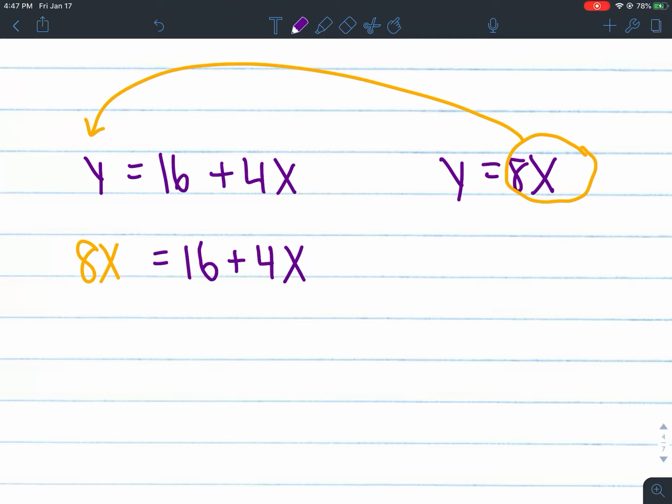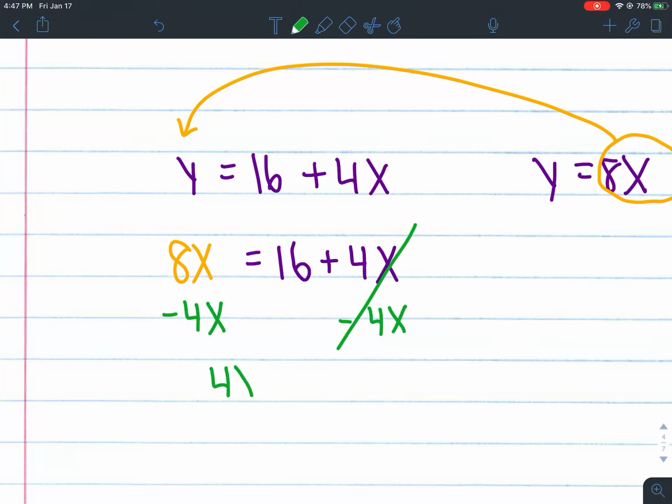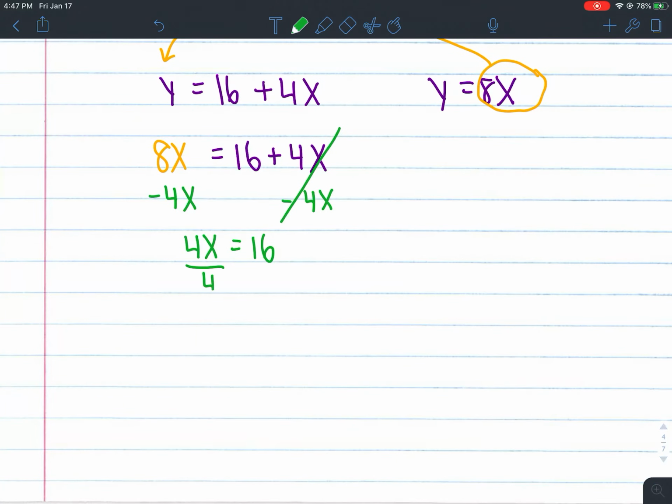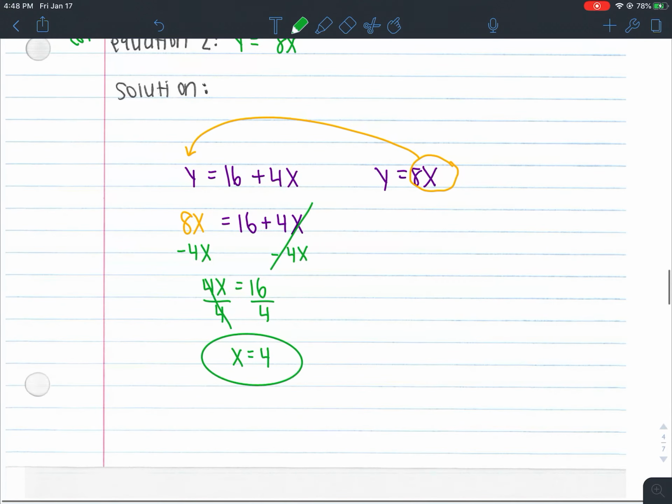I'm plugging it into my y, since it says y equals. Now I want to combine like terms, but they're not on the same side. So I've got to get the 4x over to the 8x. Well, how will I do that? I'm going to subtract 4x on both sides. So I get 4x equals 16. Then I divide both sides by 4 to get x by itself, and I get x equals 4. Well, that's part of my answer, right? It's not my entire answer, but it's part of it.